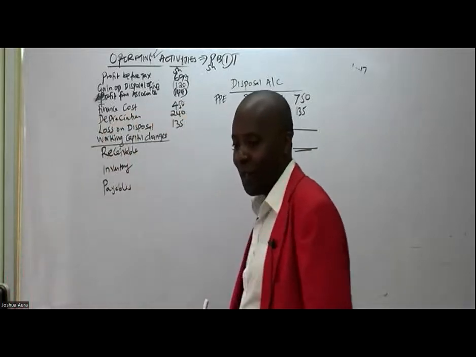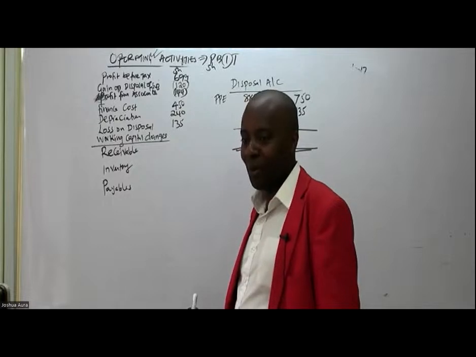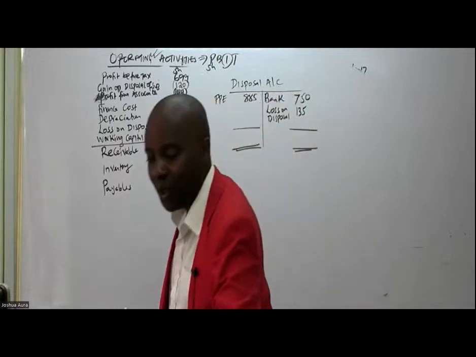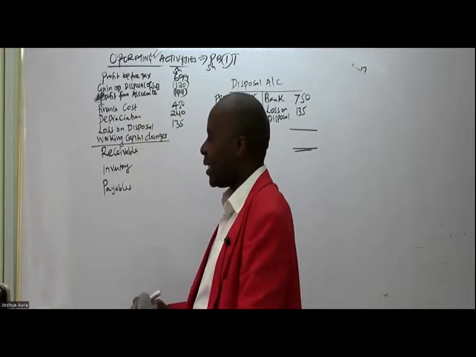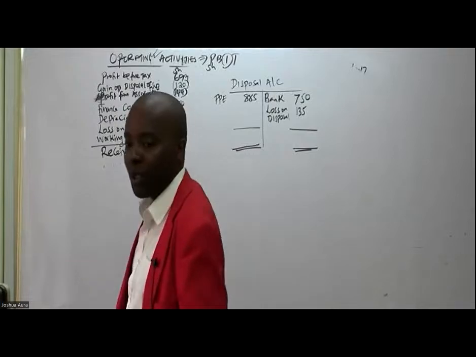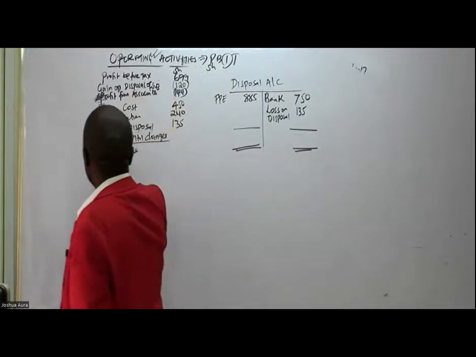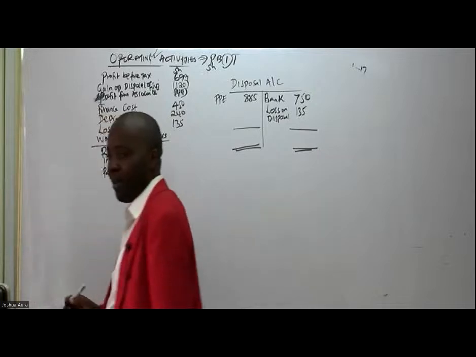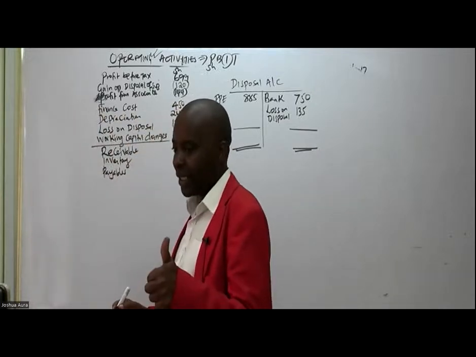Receivables, inventory, and then we have the payables, the working capital changes. It doesn't really matter how you organize this. The most important thing is for you to have it down. So we have receivables, we have inventory here, and then we have our payables.